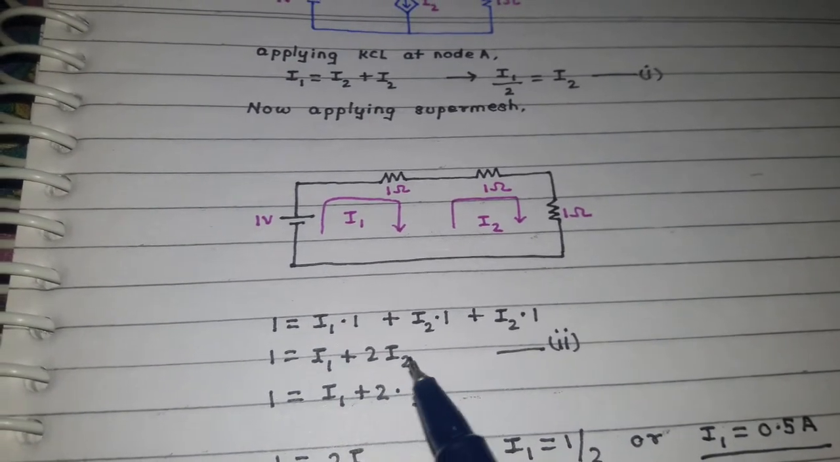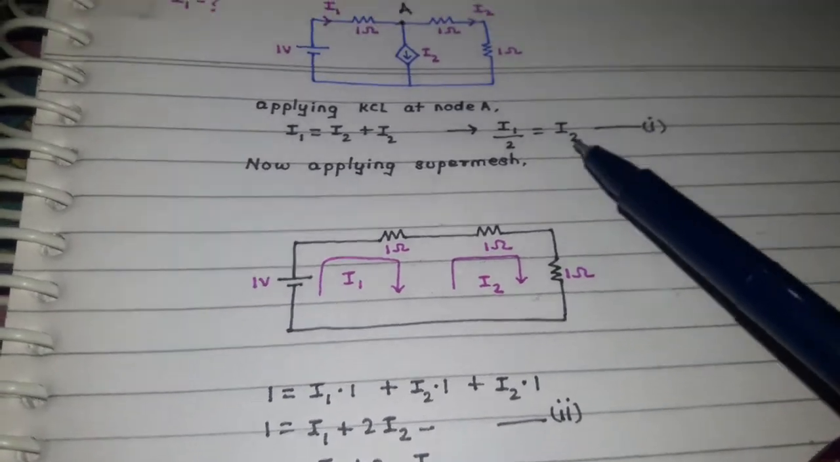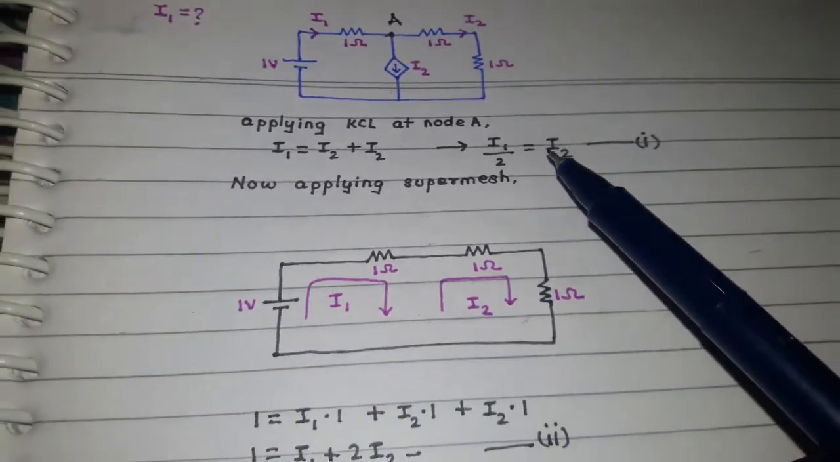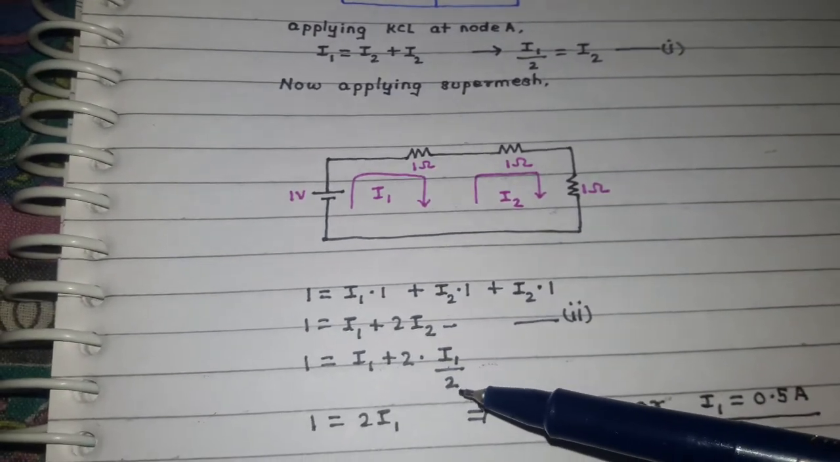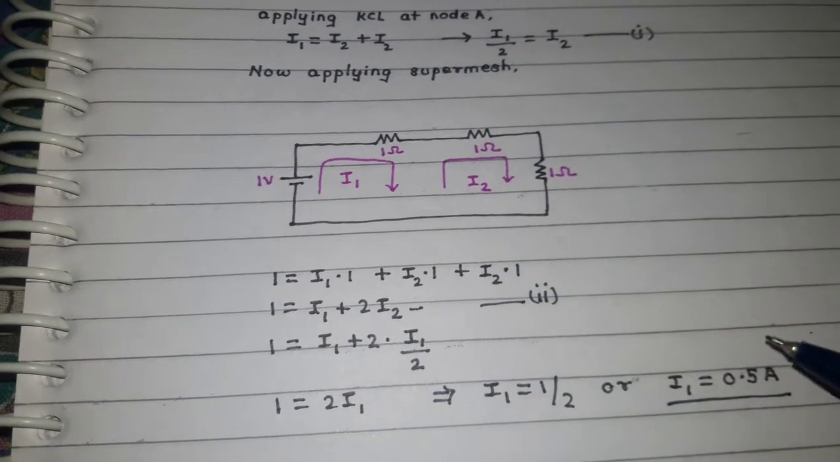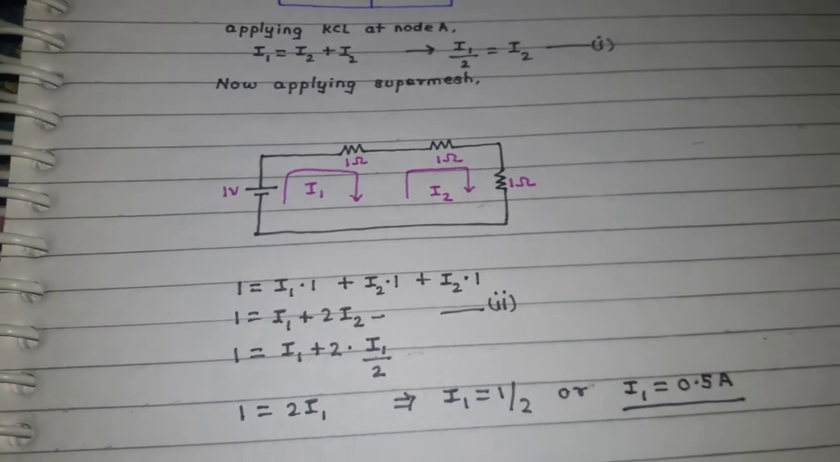You have already found the value of I2 in terms of I1. We put this value into this equation, and we get the value of I1 as 0.5 amperes. So this is your question, and this was your answer.